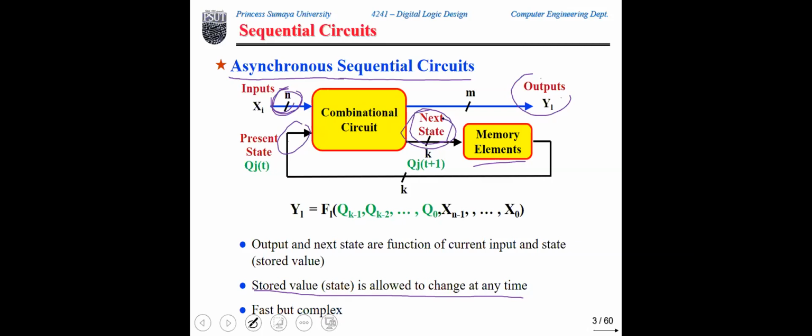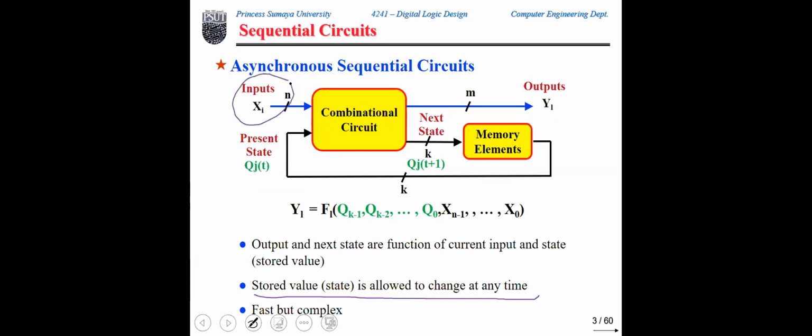So if the circuit behaves like this, where the stored value is allowed to change at any time, we call the circuit asynchronous. The behavior or operation of the circuit is not controlled by time, is not synchronized with some events or with time. In other words, as soon as the input changes, this change along with the present state value will be used to change the output and the next state. The circuit will not wait, except theoretically.